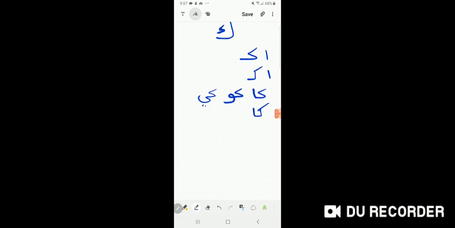Let's write a word with kaf in initial position. Kabir. We're going to start with the letter kaf. It's got a fatha. Letter ba. Ya ra. Kabir means big. It can also mean old or older.